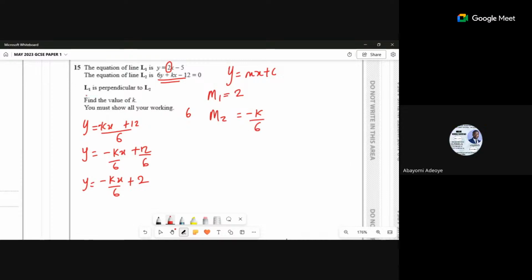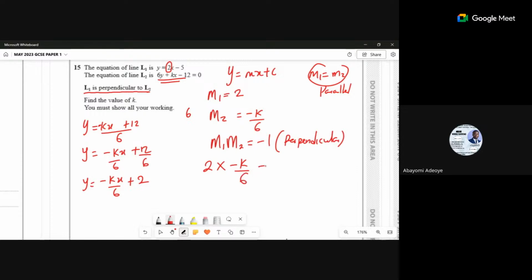Now, we were told that the lines L1 and L2 are perpendicular. So what's the condition for perpendicular? M1 M2 equals negative 1. If they are parallel, this is M1 equals M2. This is for parallel. Don't forget. And this is for perpendicular. So M1 is 2. M2 is negative k over 6 equals negative 1. So what's the value of k here?